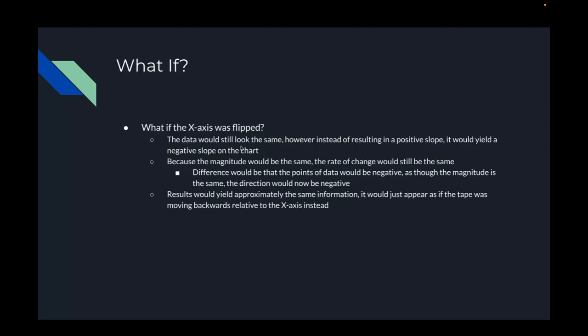So what if the x-axis was flipped? You would get the same charts, except the data would be going in the other direction, as the magnitude of the force would be the same. However, the rate would be different, as the direction of the force would be opposite, which would give you the same graphs, except they'd be going down slope instead.